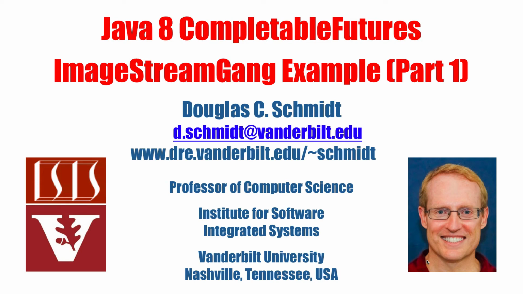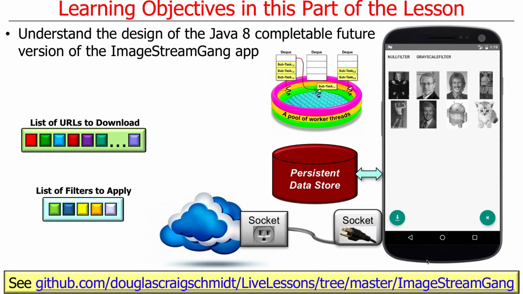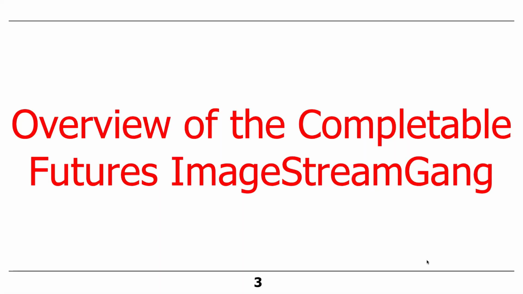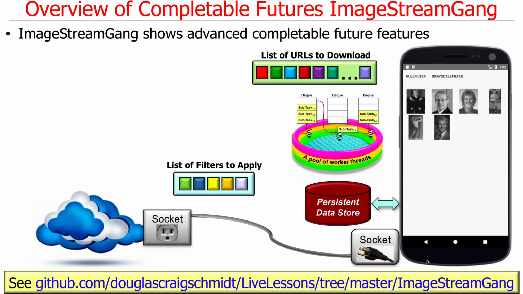All right, so what we're going to do is continue discussing our example of the ImageStreamGang app. And now we're going to talk about how completable futures are used to implement a different version of the same capability. So let's talk about how this is going to work.